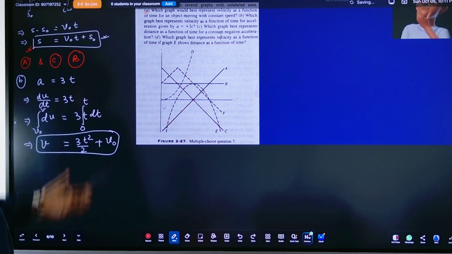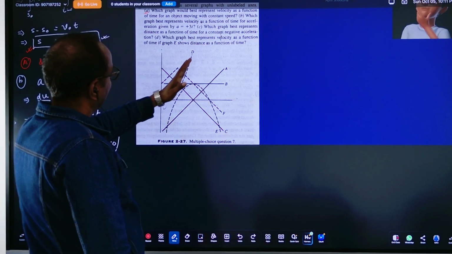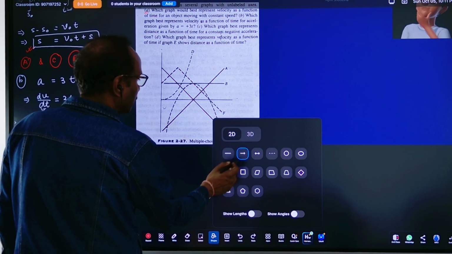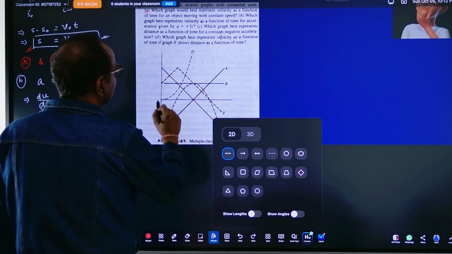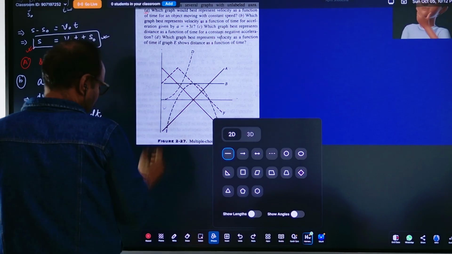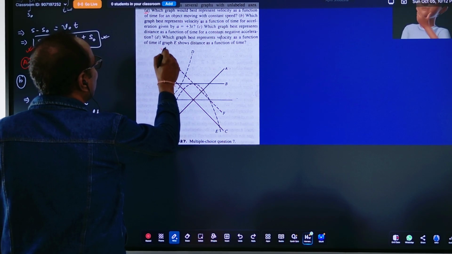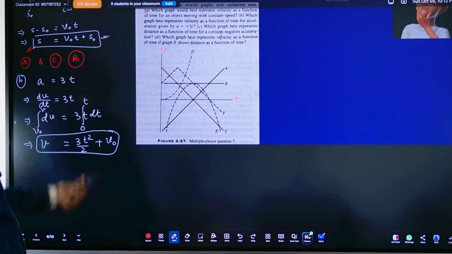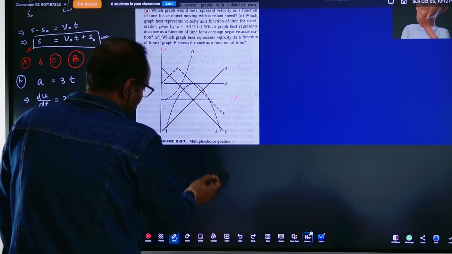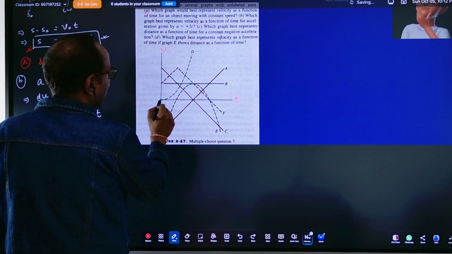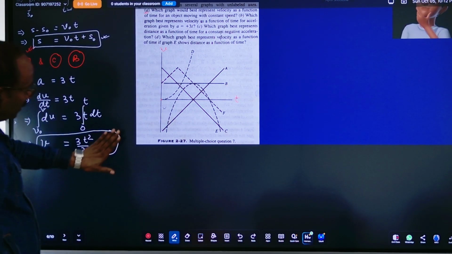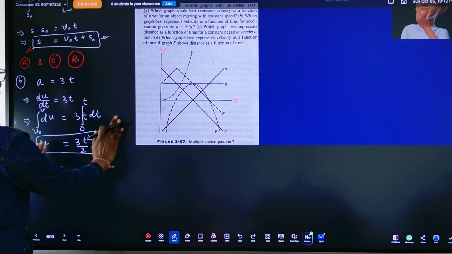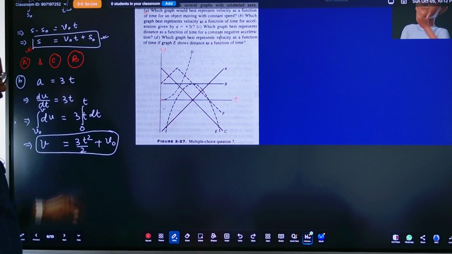Now let us examine D. Let us examine D now. So what is happening here? In D, let us first say this is v and t, because the equation is between v and t and parabola. So at t is equal to 0, velocity is 0. So our v naught will be 0. So our equation remains v is equal to 3t square by 2. This will be our equation.